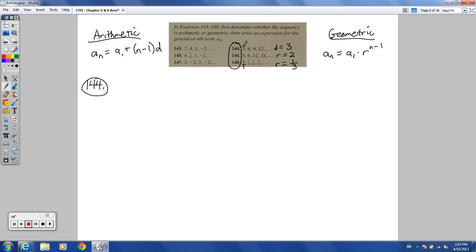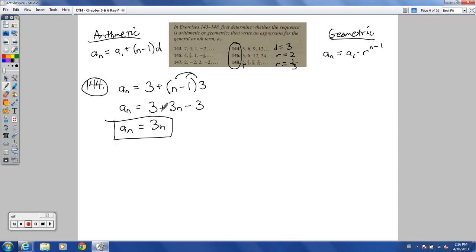We're going to plug in, my first term is 3. So my nth term would be my first term, 3, plus n minus 1 times the common difference, which is 3. So I'm going to put a 3 there. I can think of distributing this 3. I'm just trying to simplify this expression on the right side. Just combine like terms from there, and it looks like the 3 and the negative 3 will go away, so this one is pretty straightforward. The nth term would be 3n.